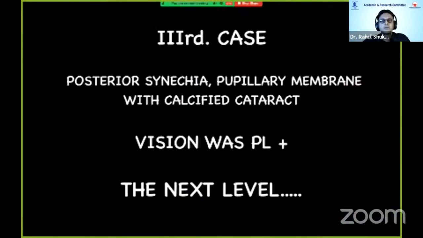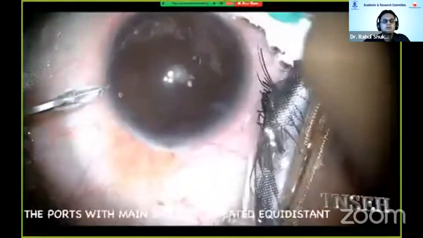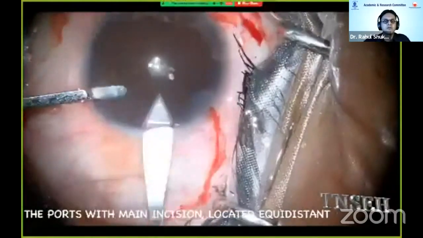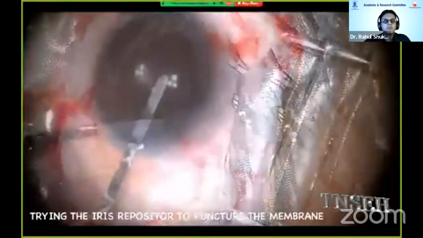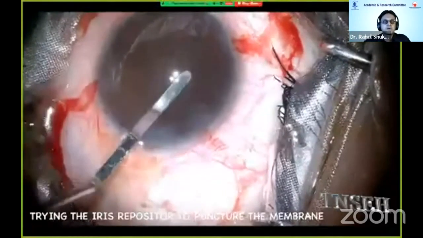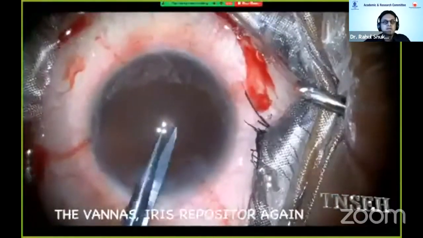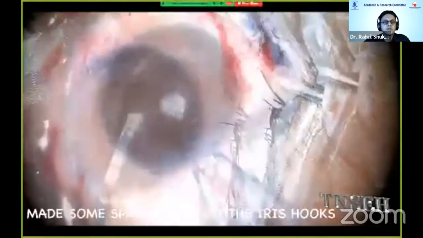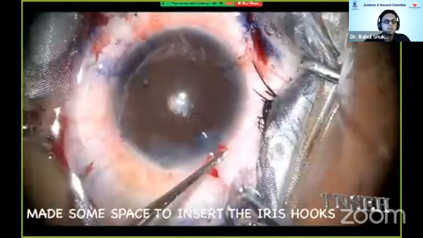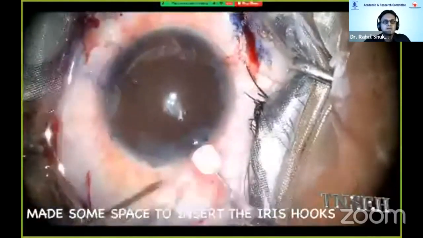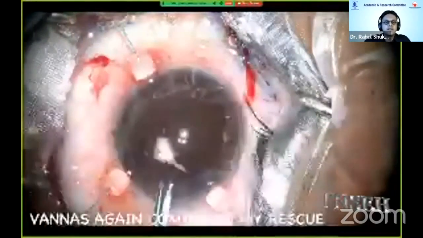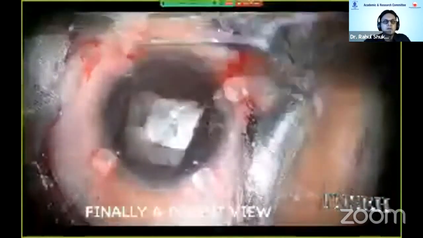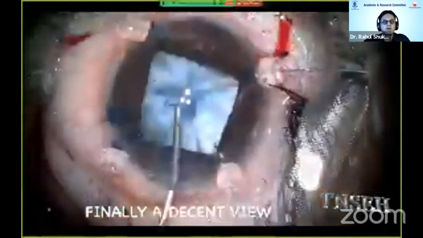Then you come to cases like posterior synechiae, pupillary membrane with calcified cataract. Herein, your incisions have to be very precise for your iris hooks, your main as well as the side port incision. I'm trying to break the pupillary membrane with the iris repositor. Then I use the vannas so that I can have some kind of an opening. The iris repositor again comes into play. I want my hooks to be perfectly aligned. At times we keep needing these small instruments, and these are all there in the anterior segment surgeon's armamentarium. We just tend to block it.